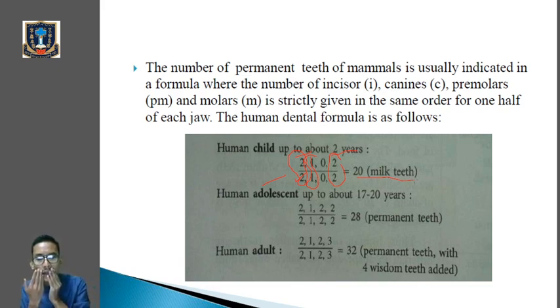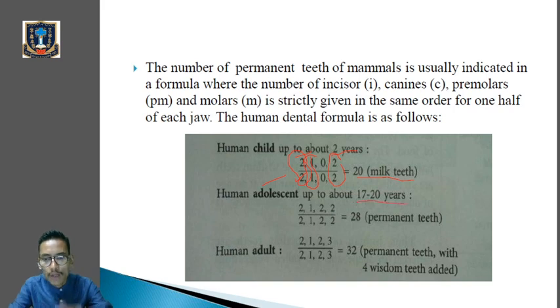Where we have found 10 teeth. In the upper part 2 incisors, lower part 2 incisors, 4. In the upper part 1 canine, lower part 1 canine, that means 2 canines. There is no premolar in the upper part, and in the lower part there is no premolar. Then we have 2 molars in the upper part and 2 molars in the lower part, so 4 molars. When we count, in 1/2 of each jaw there are 10 teeth. 10 plus 10 will be 20. So a human child has 20 milk teeth. Now let's go to the human adolescent, up to 17 to 20 years.